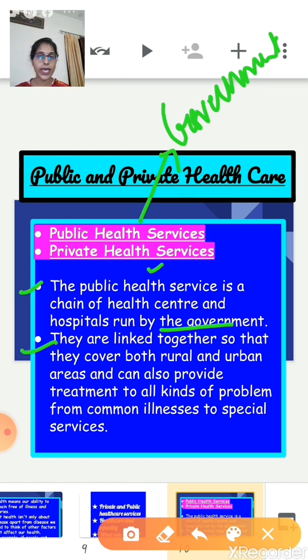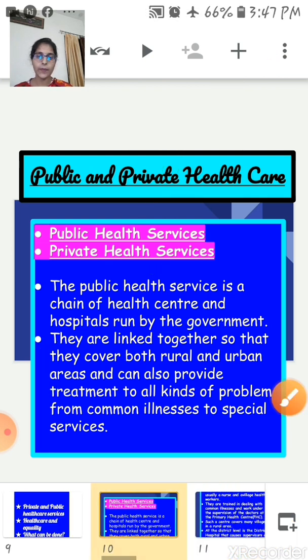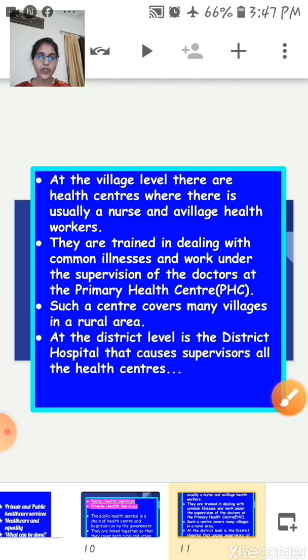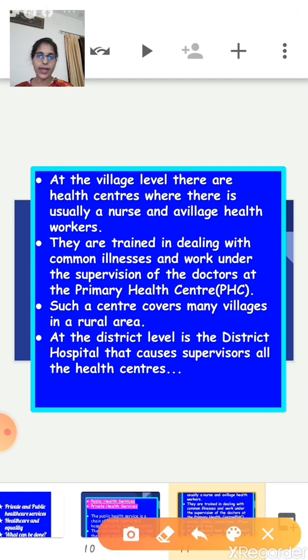Now they are linked together so that they cover both the rural areas and the urban areas. We have seen these facilities in both areas. They can also provide treatment for all kinds of problems, from common illnesses to special services, in both areas, right? Okay. Now if we talk about the village level, there are health centers where there is usually a nurse and a village health worker. They always work there.